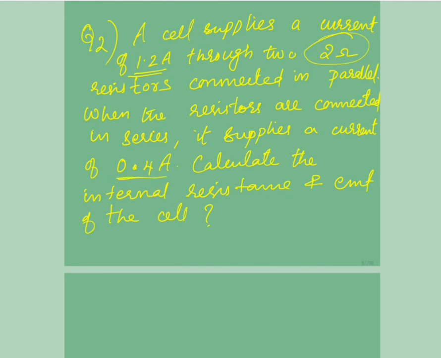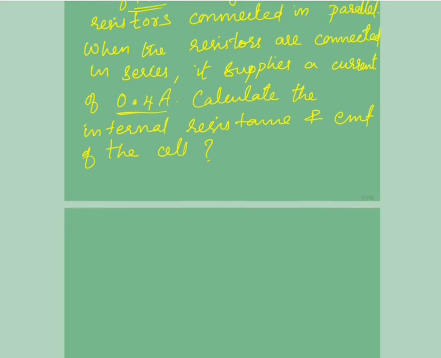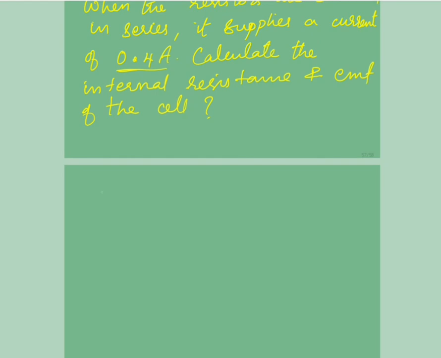So first we will have to draw two situations, and then we will see how to solve this problem. So first we will draw the situation in which 2 ohm and 2 ohm are connected in parallel. So these 2 ohm and 2 ohm are connected in parallel, then it is connected to a cell. Since internal resistance needs to be found out, we have to show the internal resistance also in the circuit diagram. So this is the circuit diagram.